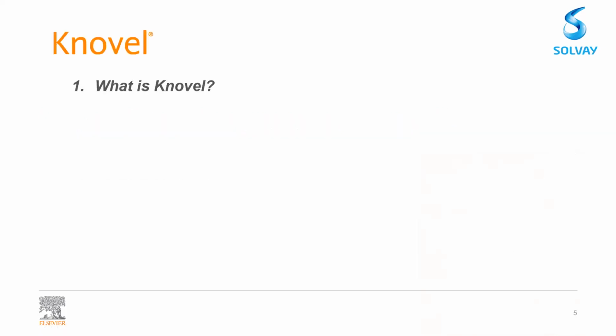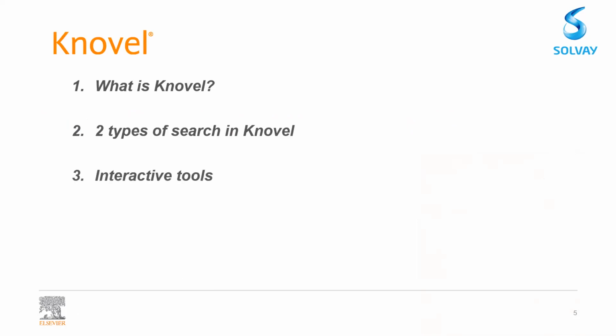So today we're going to see what is Knovel. We're going to see the 2 types of search that we have in Knovel. We have free text search, and we have another search based on material properties. We have interactive tools. We have graphs, tables, and equations. We want to see My Knovel, which is your personal space where you can save and share everything you do on Knovel. And I want to talk about Knovel to Go, which is our mobile app.